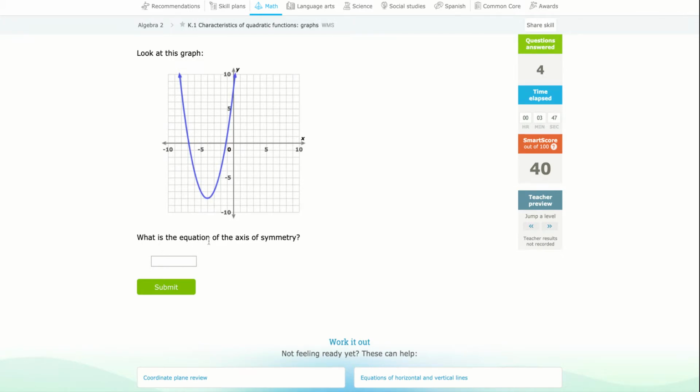Now it says, what is the equation? Make sure you put the equation. Now, what's the equation of a vertical line? Well, it's going through the x-axis, so it's going to have x equals. If it's vertical, it actually uses x. And it's all because that x value is always whatever the x value is of the vertex, which is -4. So it'd be x equals -4.